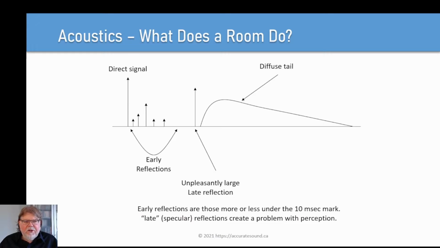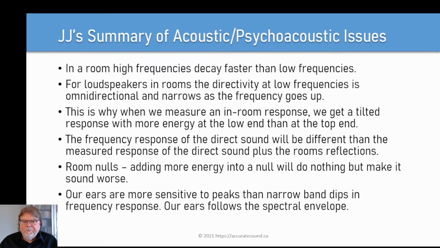In JJ's presentation, questions are raised on what do we hear and how do we equalize the sound. I have summarized this in the next couple of slides. In a room, high frequencies decay faster than low frequencies. For loudspeakers in rooms, the directivity at low frequencies is omnidirectional and narrows as the frequency goes up. The combination of those two is that when we measure an in-room response, we get a tilted response with more energy at the low end than at the top end.